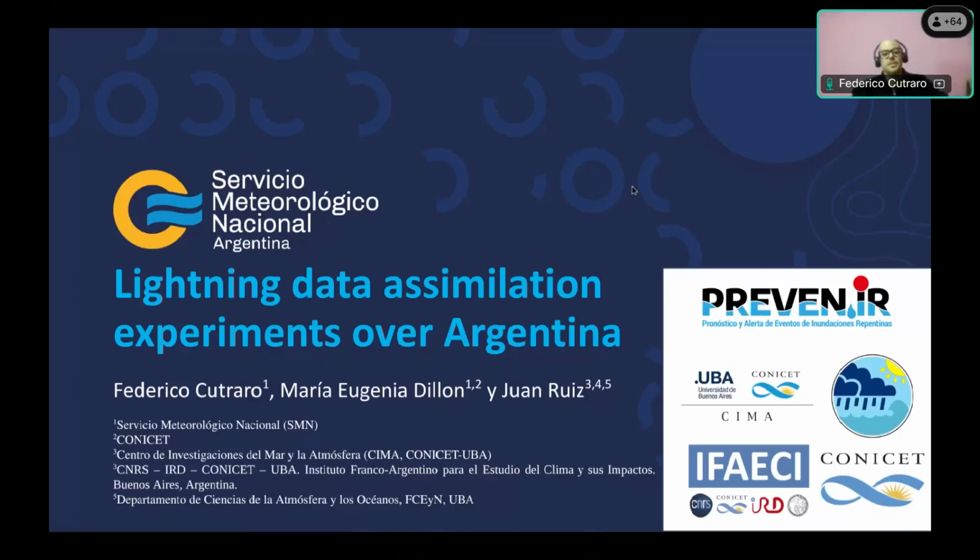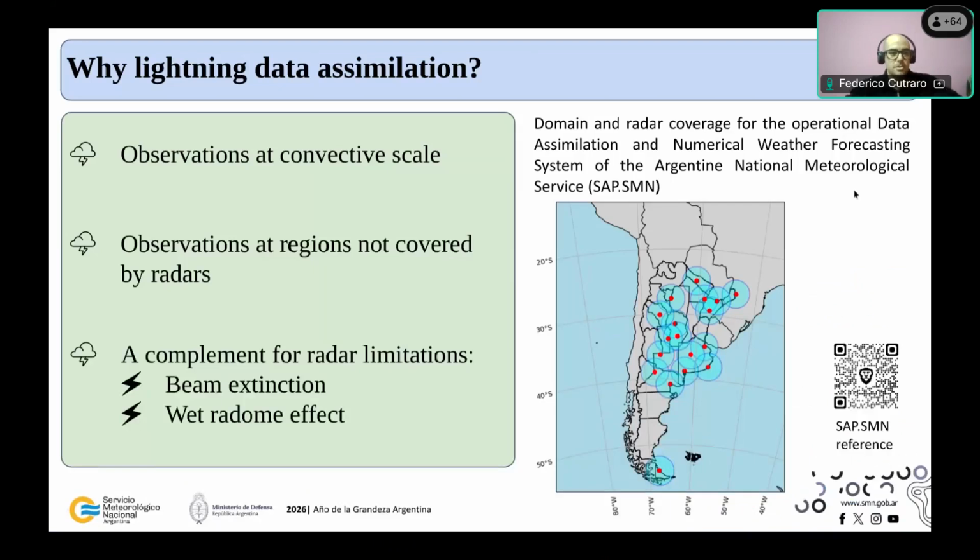I work in the National Meteorological Service of Argentina, and I am also a PhD student at the University of Buenos Aires, and I'm going to present the experiments we did about assimilation of lightning observations. The first question is why assimilate lightning observations? The main reason is that it's an observation at convective scale.